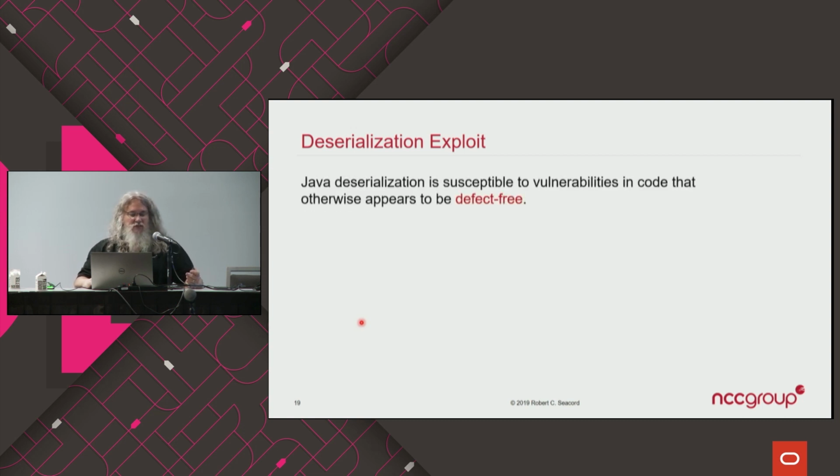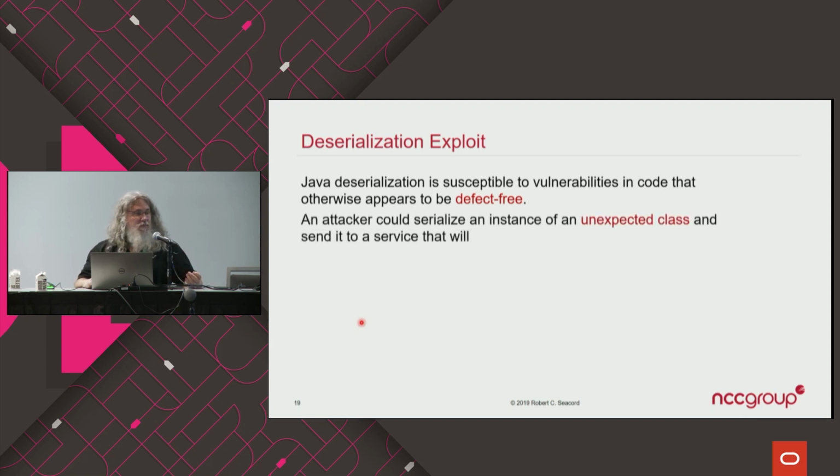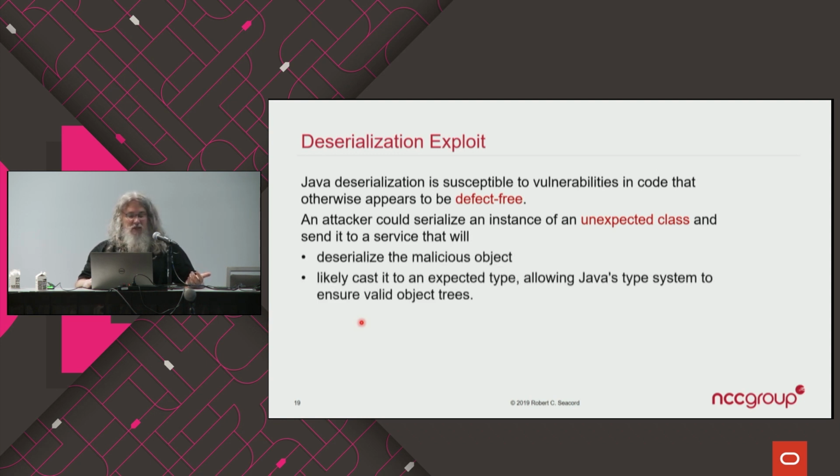Again, Java deserialization is susceptible to vulnerabilities in code that really appears to be defect-free. That code I showed you earlier, which there's no better way to write that really, is still vulnerable to attack. So typically what happens is an attacker could serialize an instance of an unexpected class and then send it to some service that would then deserialize this malicious object.